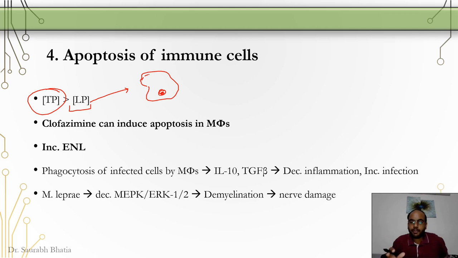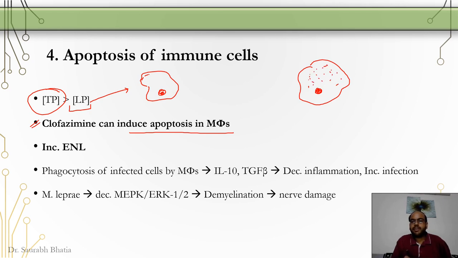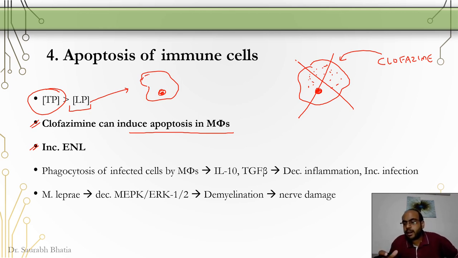And we are talking about apoptosis of immune cells. It has been seen that clofazimine can induce apoptosis in macrophages. So if you have a macrophage in lepromatous pole, not able to kill the bacilli, not able to destroy itself also, under the action of clofazimine, it can undergo apoptosis and destroy itself, killing the M. leprae in between. So it has been shown that clofazimine can induce apoptosis. Apoptosis is also increased in ENL. Remember, so much inflammatory damage is occurring in ENL that apoptosis is justifiably increased.